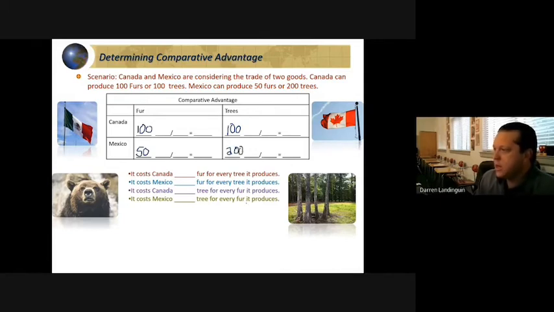All right, for Mexico, they can produce either 50 firs or, given the same amount of time and resources, 200 trees. Now, when we look at this question, the first thing that we're going to want to do is determine if it is an output or an input question. Well, looking at it, we can see that within this table is the total amount of firs or the total amount of trees for each one of these countries. So in other words, how many trees can they actually produce? Well, that's an output question. And so what you're going to want to do is use the other goes over method. So take numbers from one column, put them over the other column, and vice versa.